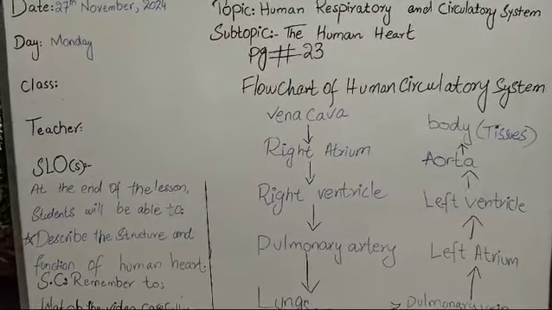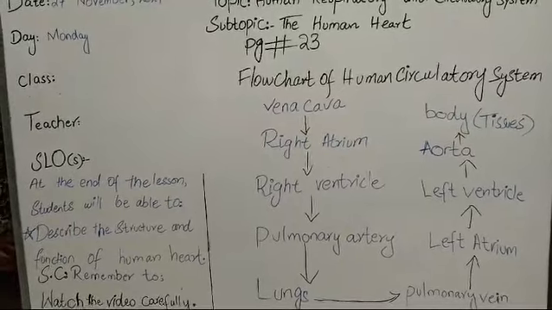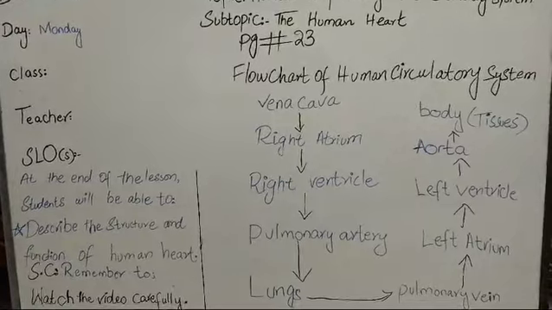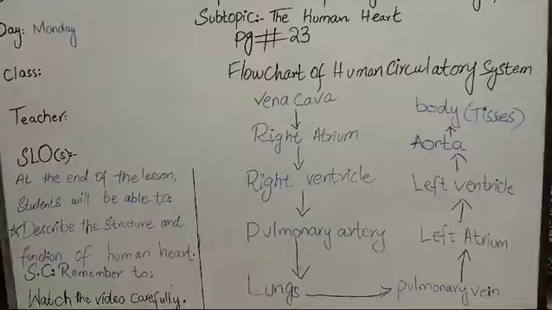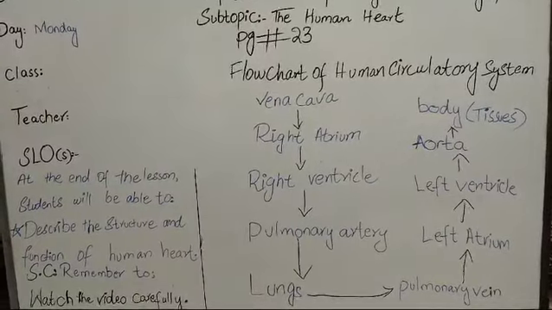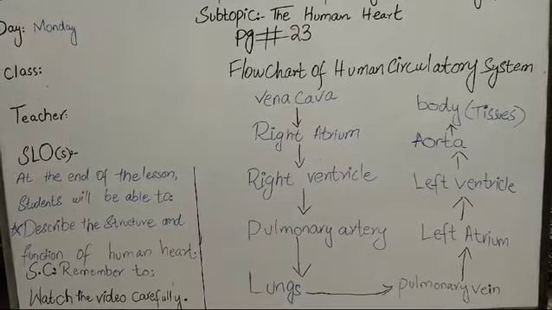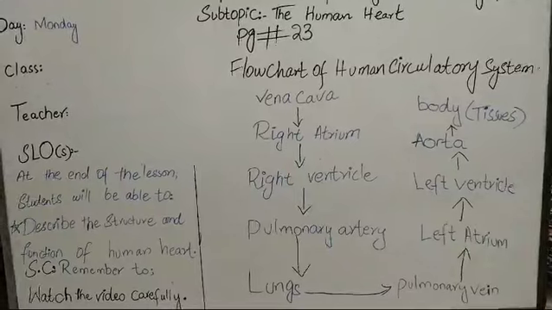It's your science class. The SLO of today's lesson is that at the end of the lesson students will be able to describe the structure and the function of the human heart. This is the flowchart showing the blood flow in the human heart. You have to learn it and write it in your notebooks as a diagram.